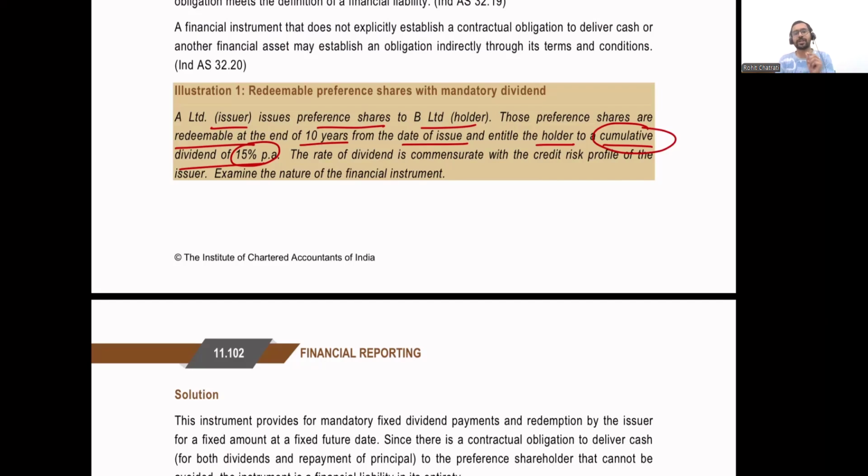Over here, the question has mentioned that the dividend is cumulative and the rate of dividend is 15% per annum. The rate of dividend is commensurate with the credit risk profile of the issuer. This is not really a relevant sentence as of now. We'll see the implication of this sentence as we go further into the illustrations. For now, it does not really hold great relevance.